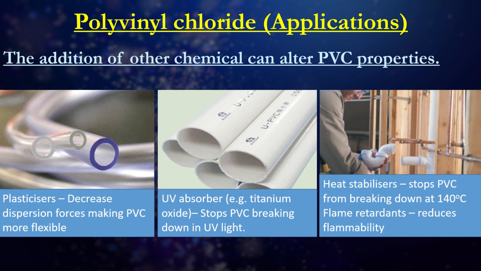We can restructure it to be UV light absorbers, so to block out any UV light coming through. And we could also use it for heat stabilizers because of this additional dipole-dipole interaction. It means that the melting point of the plastic is a lot higher, so it can be used as a way of stabilizing heat in any pipe work or any flammable object that you're using. So it's quite useful there. Okay, so those are the applications we have with PVC.